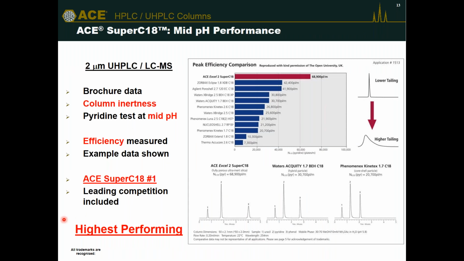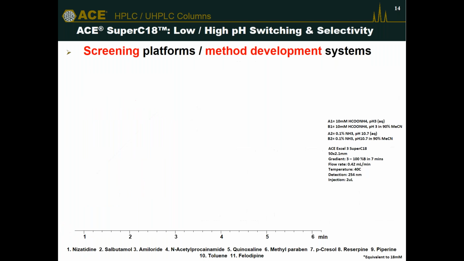The Super C18 is a very inert column. So this is a very high performing stationary phase. The peak shape is excellent. It's one of the best that we've tested.